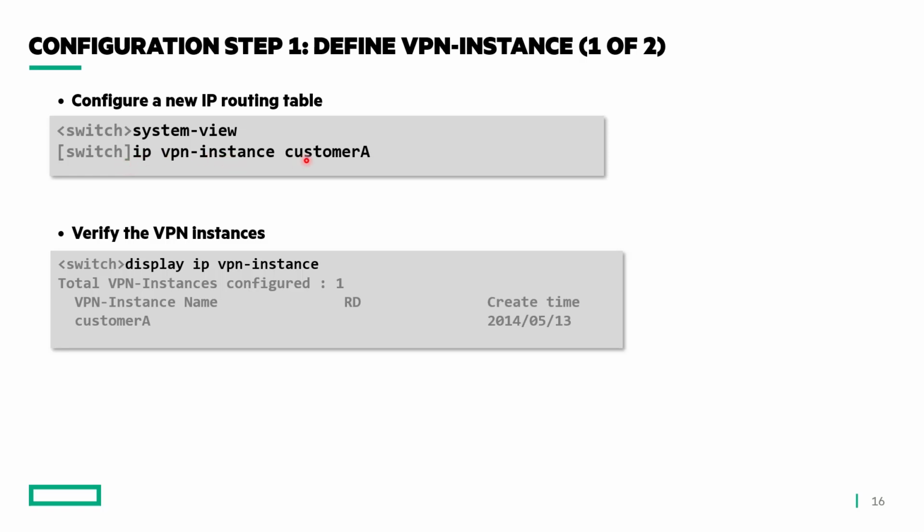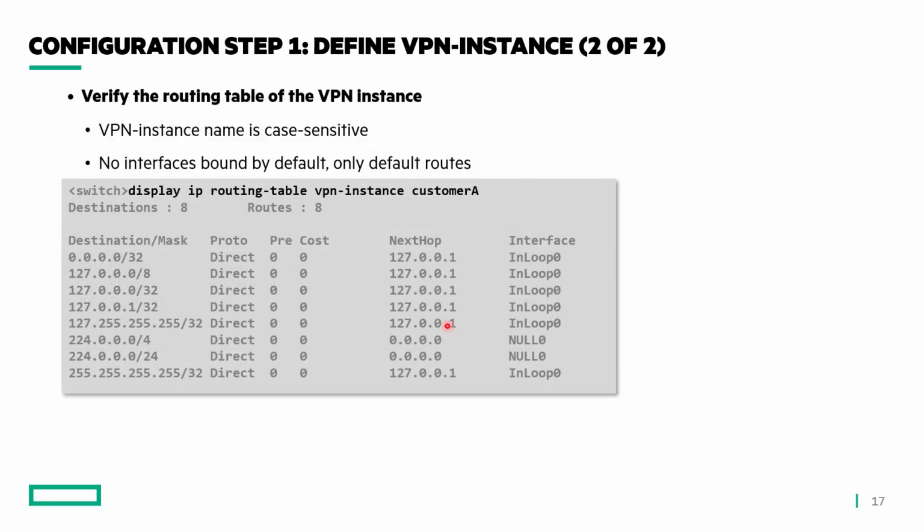IP VPN instance, and the instance name is case sensitive. You can view it by display IP VPN instance. It will list you the instance. Now display IP routing table VPN instance customer A. You'll see now the routing table is empty apart from these built-in interfaces, if you like. So the routing table for that instance is empty by default.